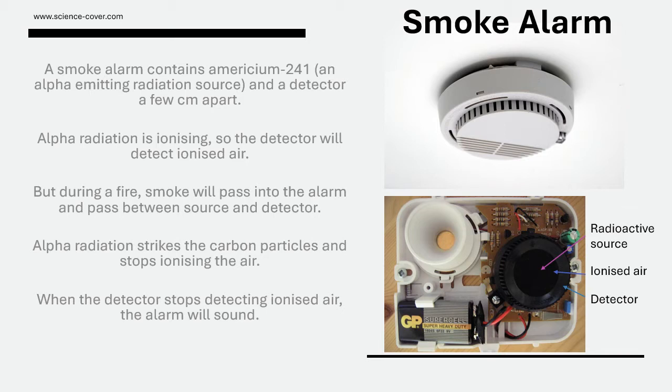But this alpha radiation will ionize the air close to the detector, and so the detector, as I say, will detect that ionized air and not trigger the alarm. If smoke enters the alarm, however, then it blocks the alpha radiation from ionizing the air, and that means that the detector can't detect any ionized air anymore, and this triggers the alarm.